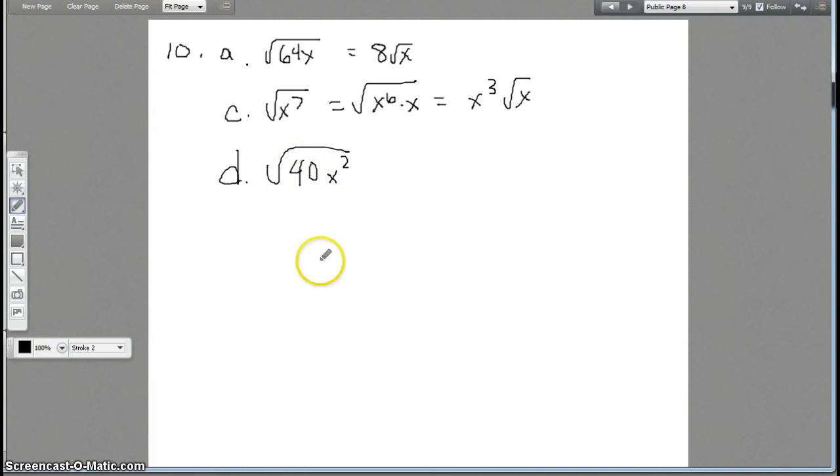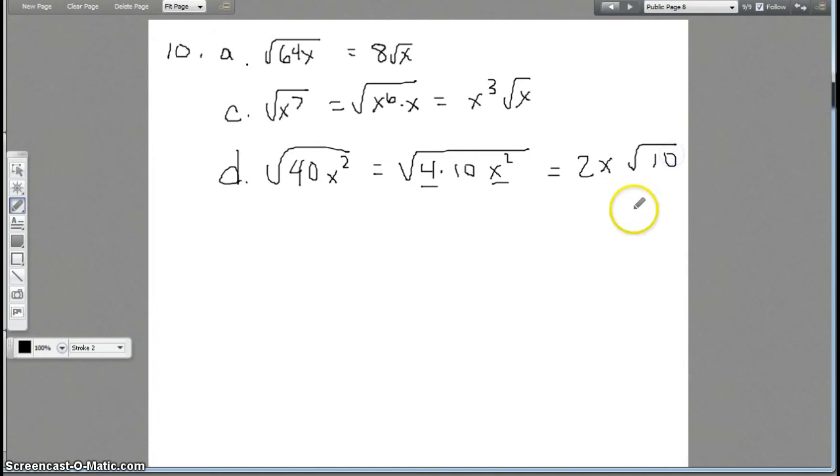Part D, we have the square root of 40x squared. Okay, 40 is not a square number, but we can break it into something that has a square number. 40 can be written as 4 times 10, and 4 is a square number. x squared is also a square number. So the square root of 4 is 2. The square root of x squared is x. And then we have a 10 that's left behind in the radical.